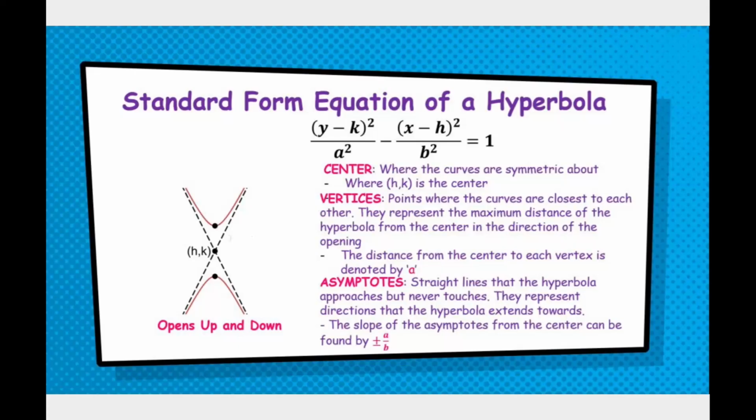One thing about our formula to note is that here our y is first. Our a is still going to be our distance between the center and the vertices, but our y is written first. And the other main difference here is the slope of the asymptote. So the slope of the asymptote with this one is plus or minus a over b.